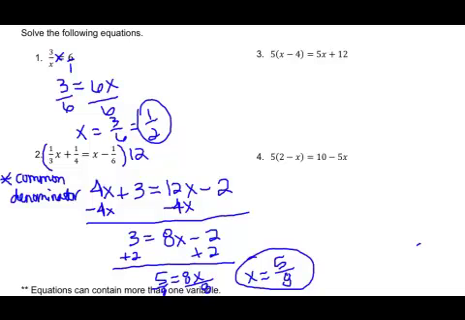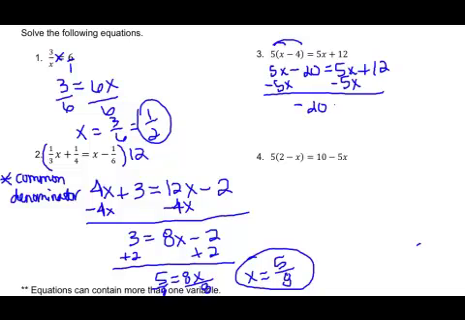Number 3, we have 5 times x minus 4 equals 5x plus 12. As we've seen before in our activities in class, if we have a number outside the parentheses, we know that we're going to use the distributive property. So this is 5 times x, which is 5x, minus 5 times 4, which is 20. And that equals 5x plus 12. Again, I want to get all my x's onto one side, so I'm going to subtract 5x from both sides. That gives us negative 20 equals 12.